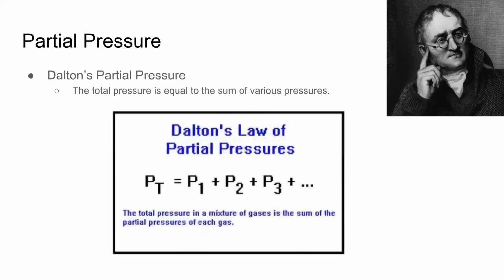So Dalton's partial pressure. The total pressure is equal to the sum of various pressures. You've seen that in lab, I think it was experiment 11 or something. So Dalton's law: the total pressure in a mixture of gases is the sum of the partial pressures of each of the gases. When your system is filled with various gases, each of those gases has its own pressure, and that pressure itself is called the partial pressure.